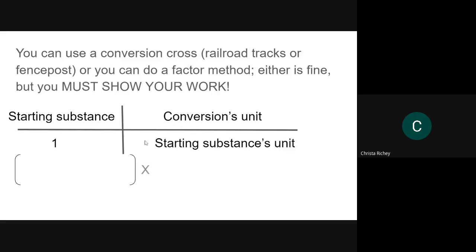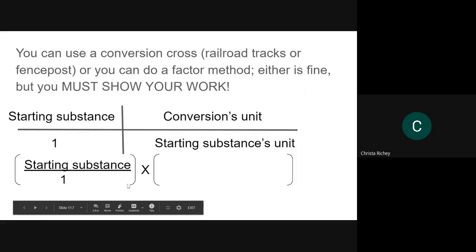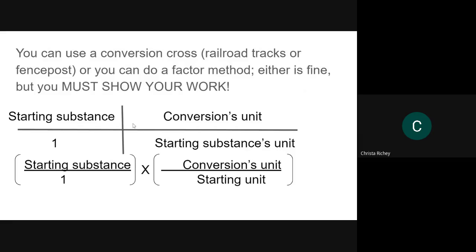If you want to set this up as a factor, you can also, where your starting substance would be over 1, you would put that in parentheses, times, and then you would have its unit would still drop and you would convert. But once again, these would come from a conversion factor. This is the same as the top one. It just throws everything together on one nice long line.